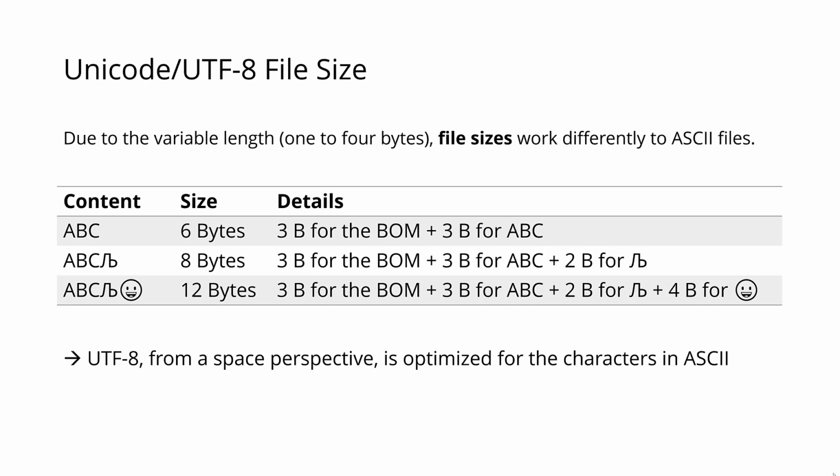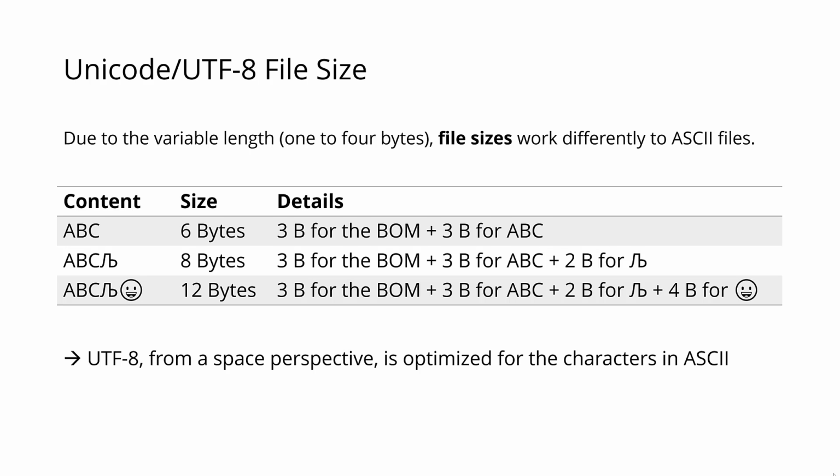Now, if we have ABC and the letter U, sorry for the pronunciation, we have 3 bytes for the BOM plus 3 bytes for A, B, and C, and now 2 bytes for the additional character. If we have this last example, A, B, and C, and then the same thing, but we add another emoji. Emojis have 4 bytes, we get a total of 12 bytes. So if we want to estimate the file size, for example, of a corpus, it's not as straightforward as with ASCII, but we have to make certain assumptions of what types of characters are in there.